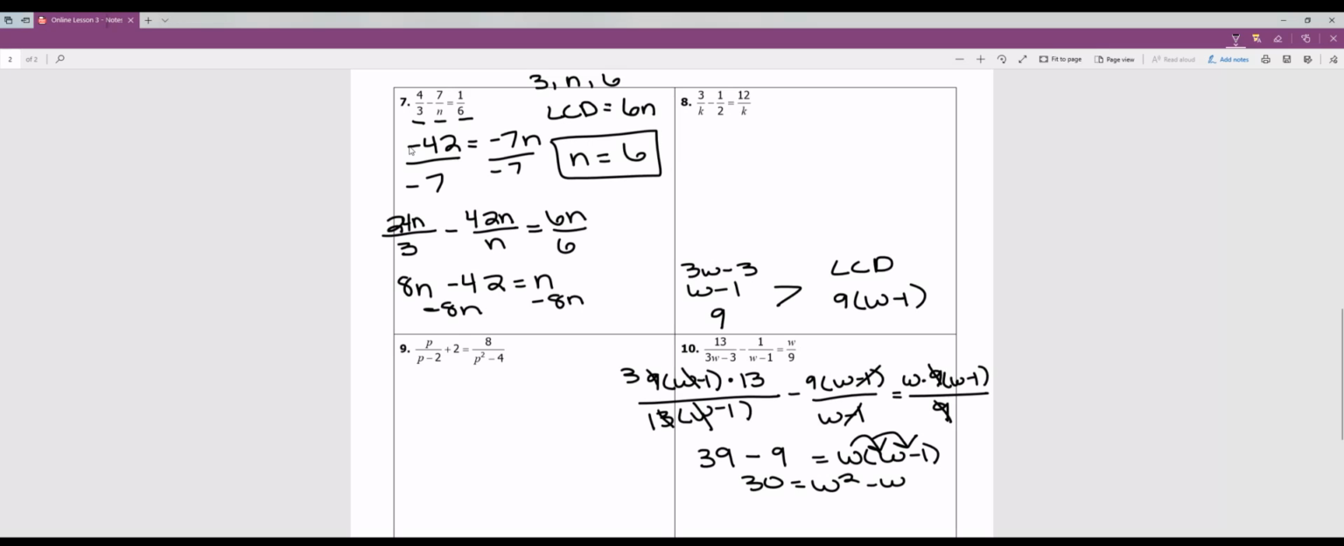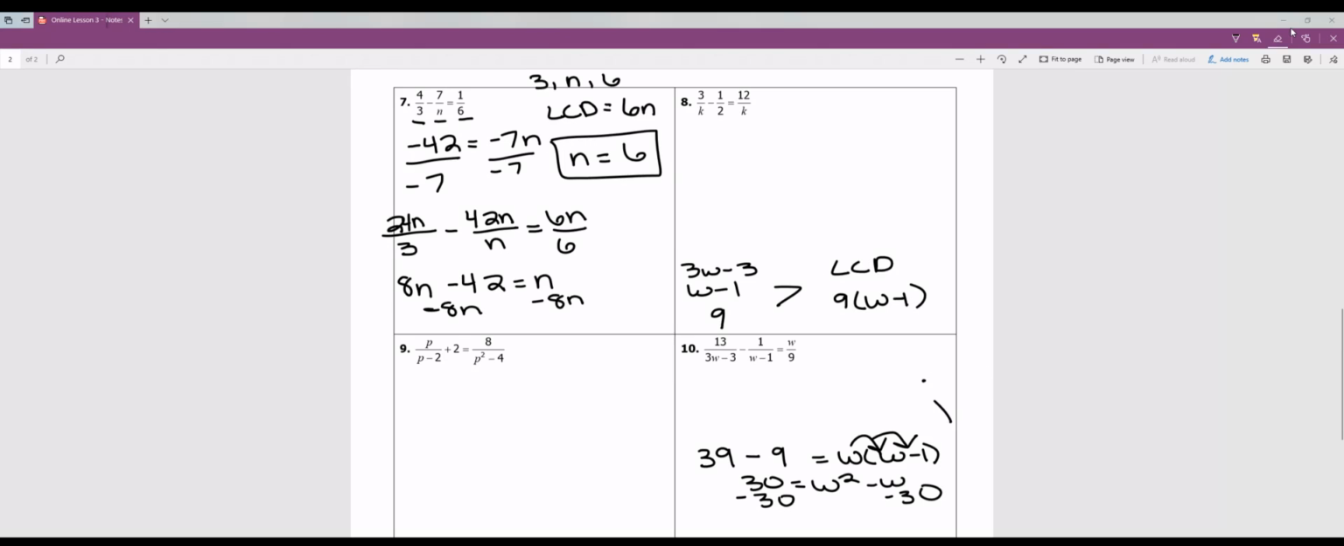And now again, I want to get everything on one side, so I'm going to move that 30 over. Let's give us some more room to work up here at the top. And so after I have moved that 30 over, I'm going to end up with w squared minus w minus 30 equals 0. And again, I want to try to factor because that's easier than doing the quadratic formula. So my leading coefficient is 1, so I can just have w and w. Then I need factors of negative 30 that add to negative 1, and that's going to be minus 6 and plus 5, and that equals 0.